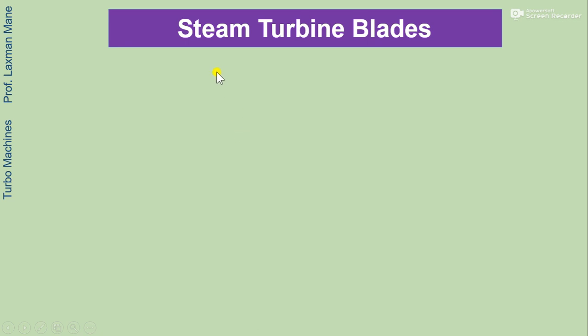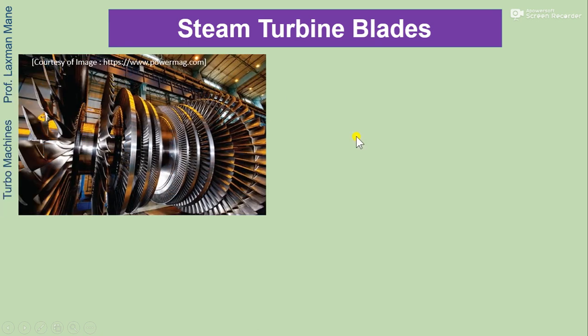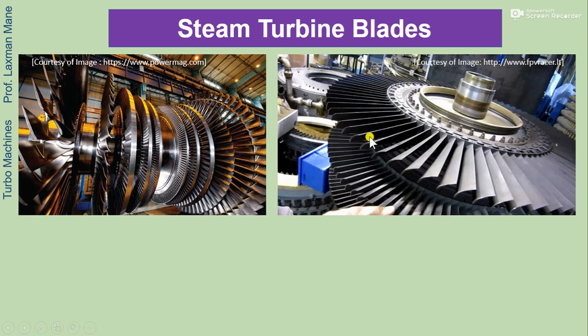Now we will see about steam turbine blades. Here you can see an image of turbine blades. There are mainly two types of turbine blades: fixed blades and moving blades. The moving blade part is called the rotor and the fixed blade part is called the stator.